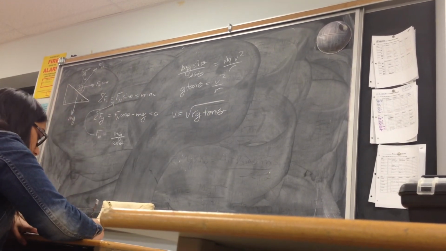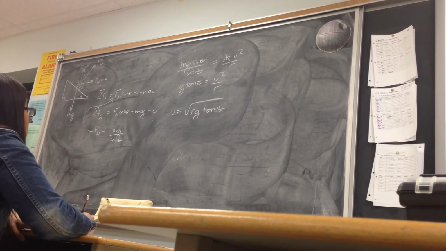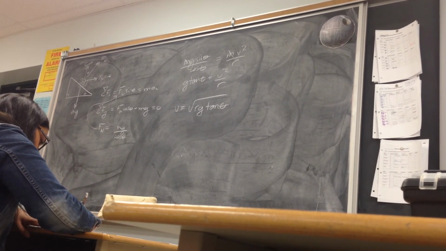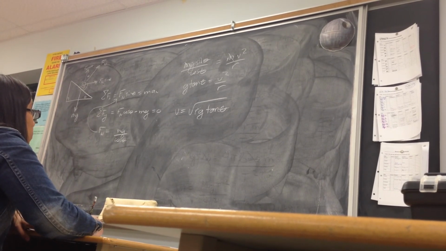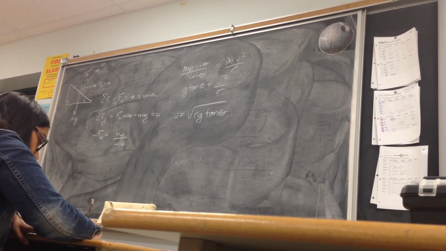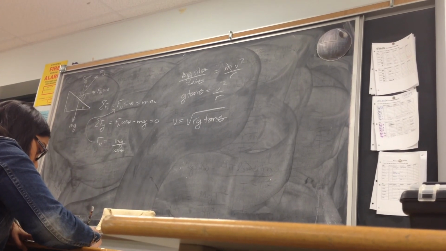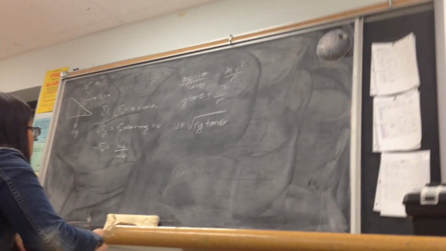So given a certain banking angle and a radius, you can calculate the maximum speed that a car could do and still remain in uniform circular motion. Yeah, so there's the g tan theta. The answer to life, if you're a circle.